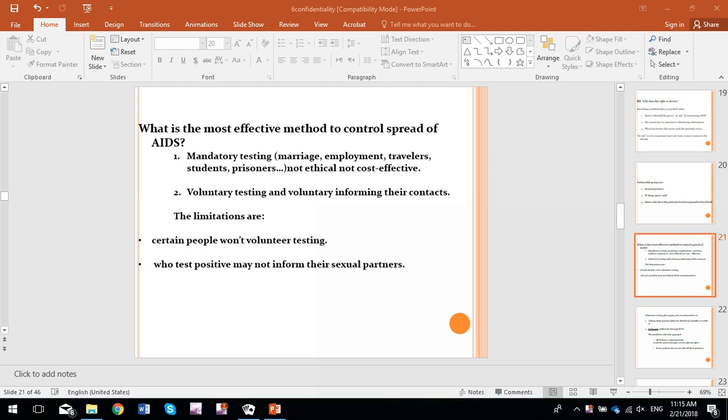The second option is voluntary testing plus voluntary informing of their contacts. Voluntary testing, so the person volunteers to go and test for his or her HIV status, and if positive, voluntarily has to inform their contacts. Now there are limitations here, as it's clear. The limitations are that certain people won't volunteer for testing. And again, those who tested positive for HIV may not inform their sexual partners.